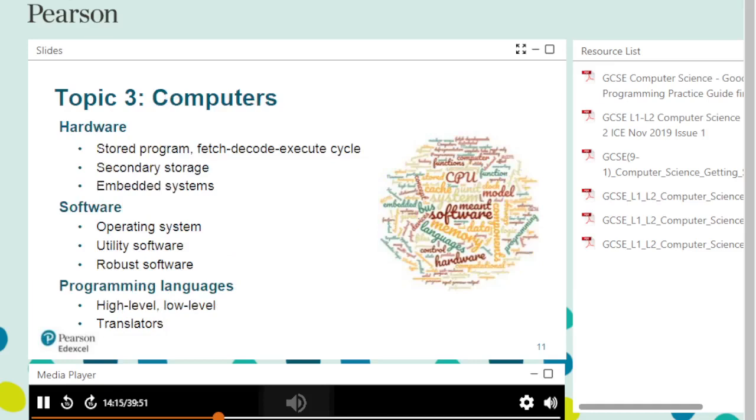Topic 3 on page 10 of the specification is concerned with the role of hardware and software components in a computer system. The stored program concept is the focus of section 1. Students need to have an understanding of von Neumann architecture and the role of key components in fetching instructions from memory one at a time, so they can be decoded and executed by the CPU.